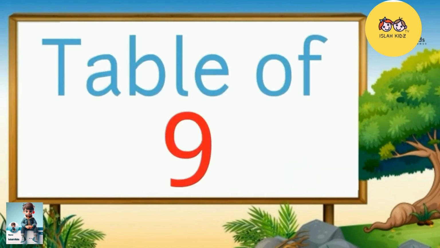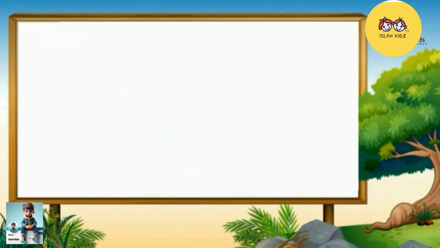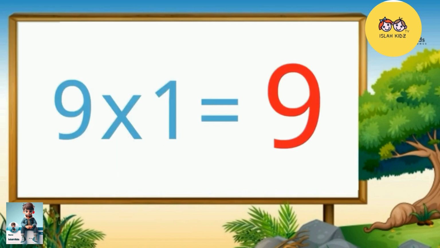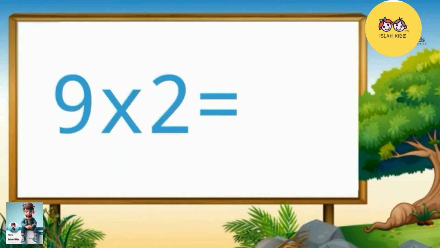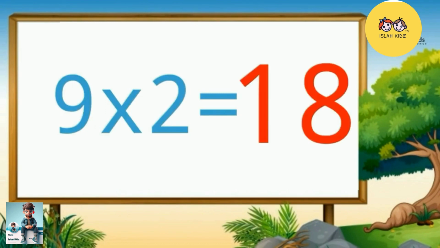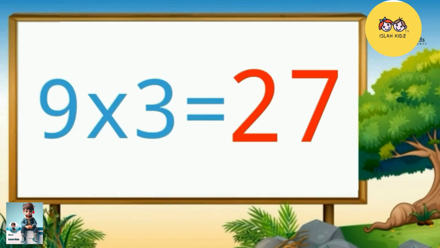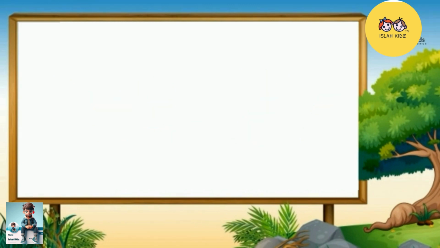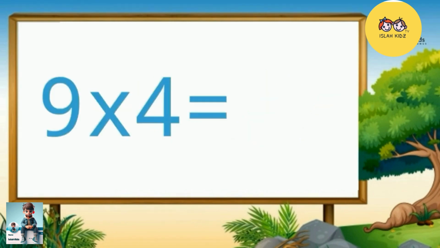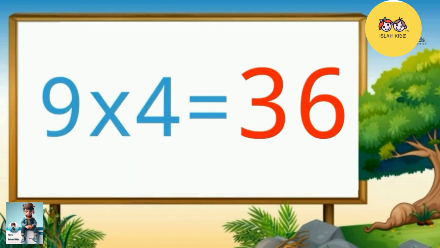Table of 9. 9 ones are 9. 9 twos are 18. 9 threes are 27. 9 fours are 36.